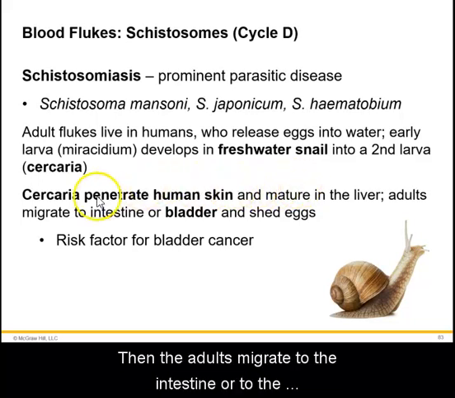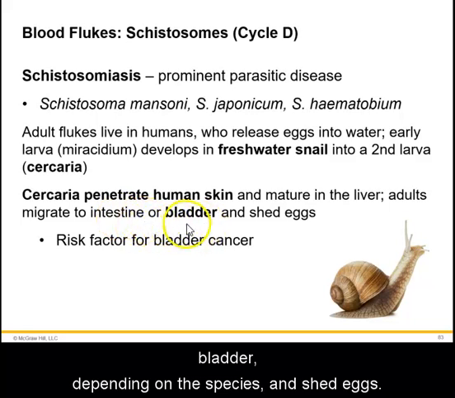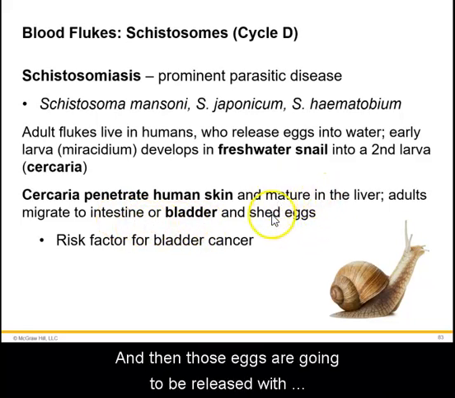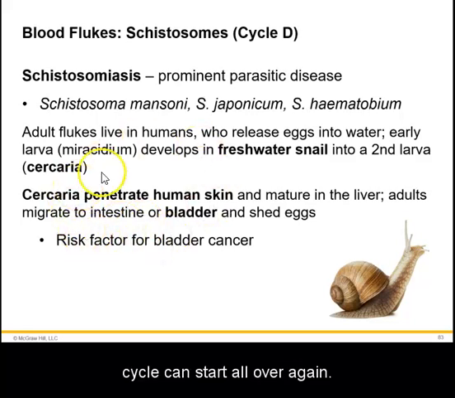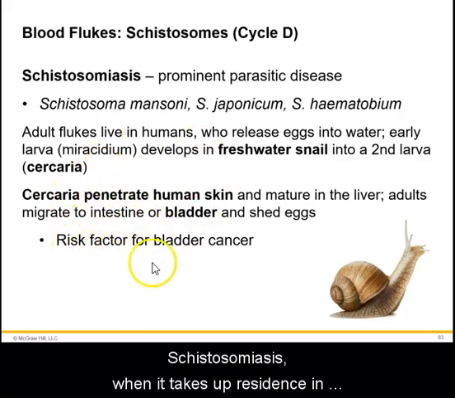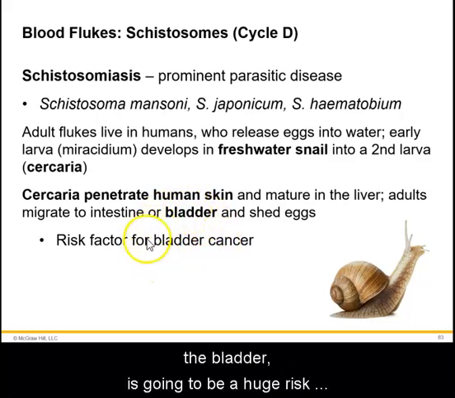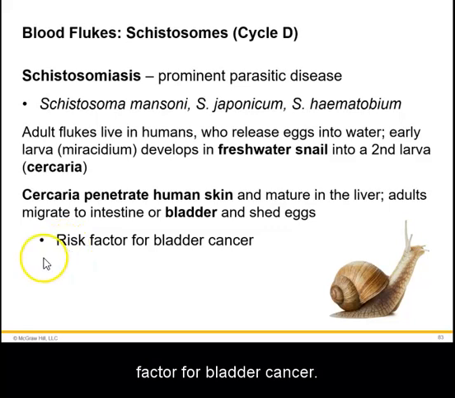Then the adults migrate to the intestine or to the bladder, depending on the species, and shed eggs. And then those eggs are going to be released with either the feces or the urine into the environment. And the cycle can start all over again. Schistosomiasis, when it takes up residence in the bladder, is going to be a huge risk factor for bladder cancer.